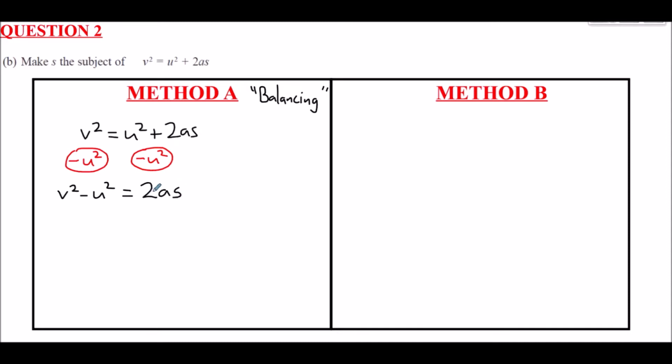So 2as means 2 multiplied by a multiplied by s. So s is being multiplied by not just an a or a 2, s is being multiplied by 2a. The opposite of multiplying by 2a is to divide by 2a. So if we divide both sides by 2a, the 2a on the right hand side will cancel, leaving us with just s, which is what we want. So we then get v squared minus u squared all over 2a equals s.